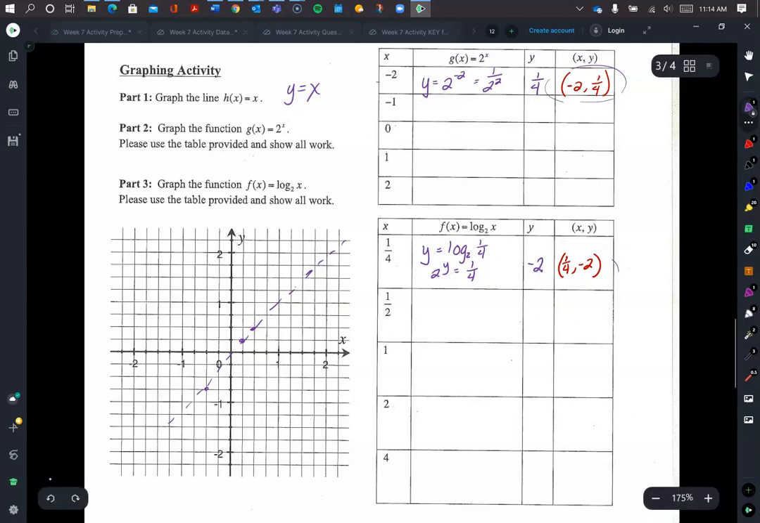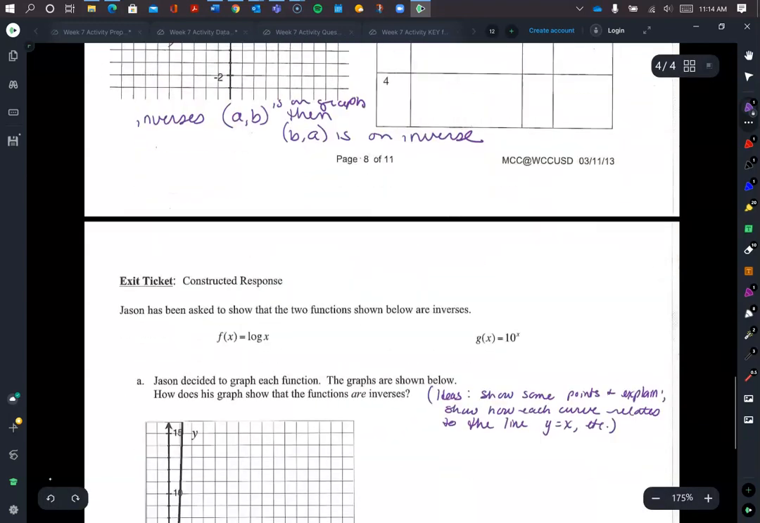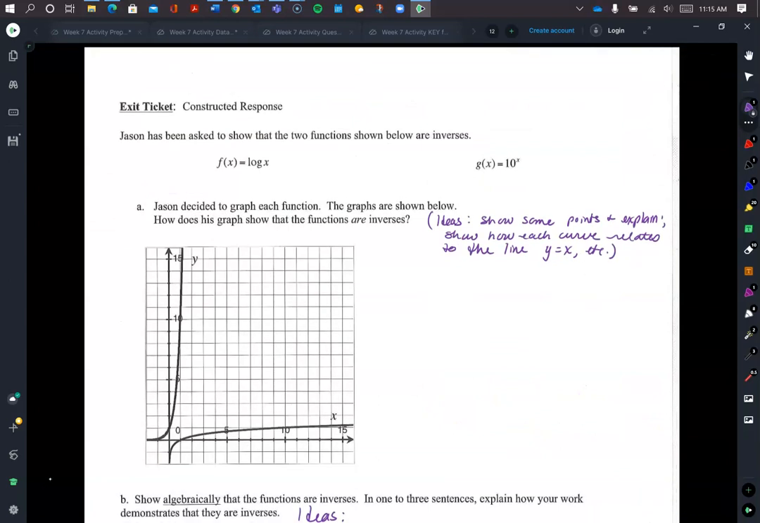So with every inverse, we know for all inverses, we know that if (a, b) is on one graph, then (b, a) is on the inverse, right? Is on the initial graph. So that's why we have those switched up. So just go ahead and sketch those in kind of quickly and take a look at how they present on that one.